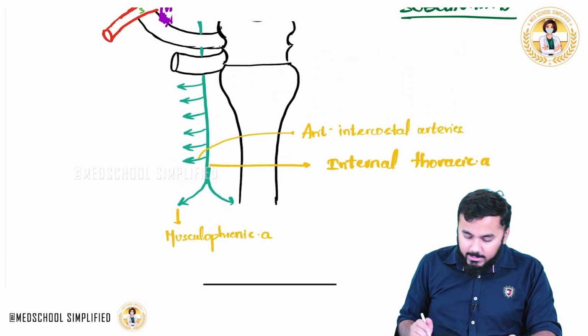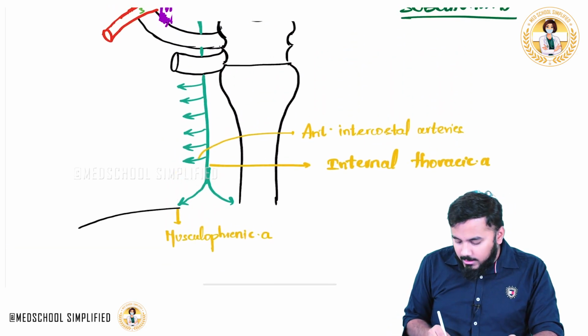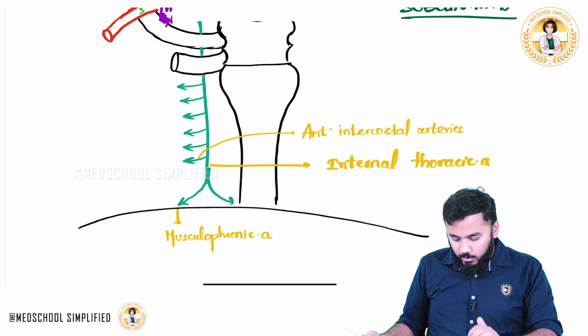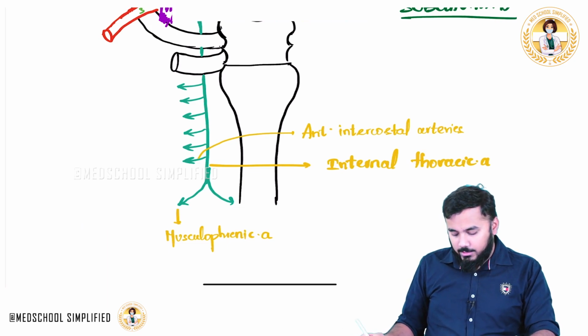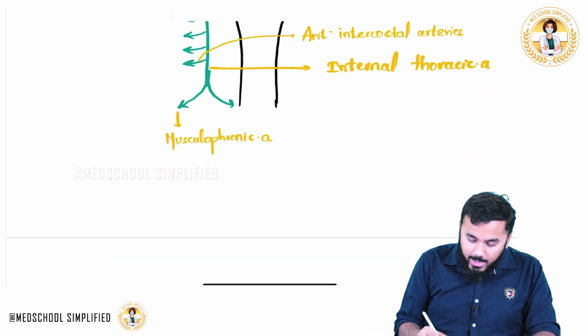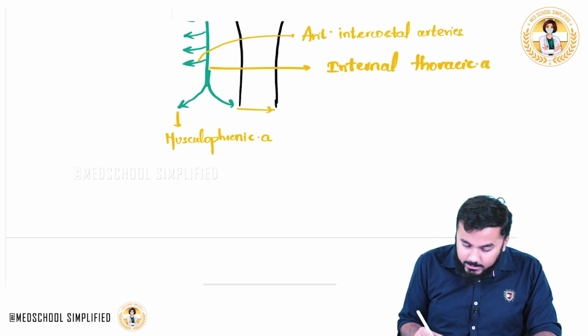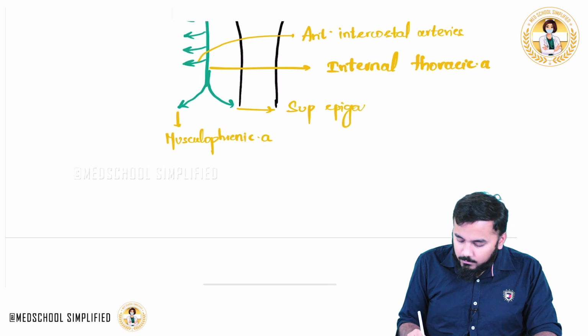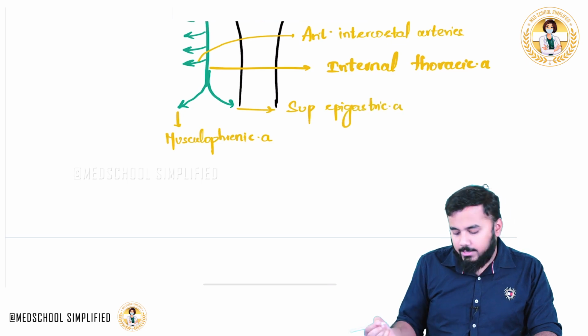So below here itself you have the diaphragm like this, right? So it must supply the diaphragm only. That is why it is called the musculophrenic artery. And the other artery is named the superior epigastric artery.